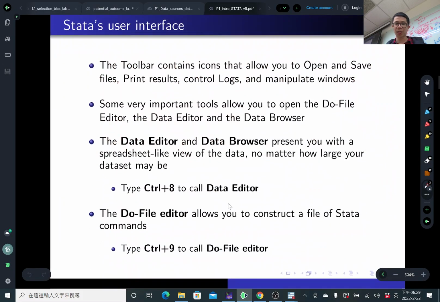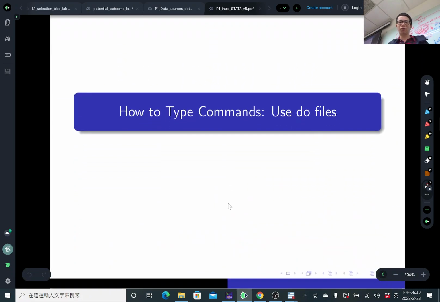Okay. So another important thing I would like to let you know is the do file. Because there are several ways you can type your commands, but I would suggest you use a do file. So what is a do file? I will let you know later.